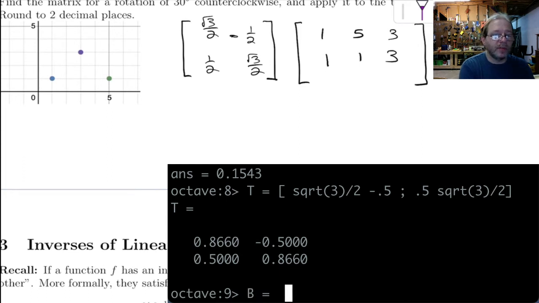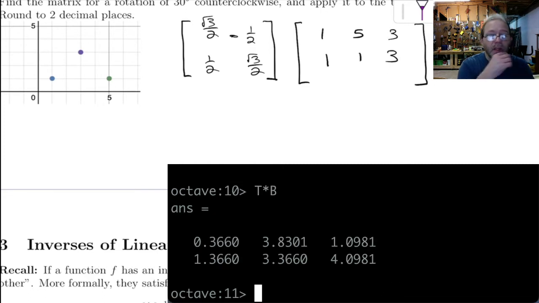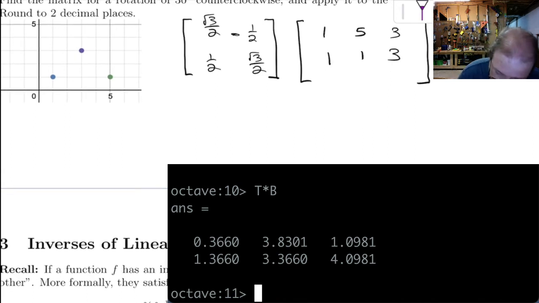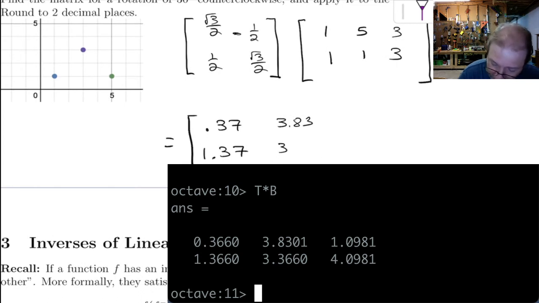Our other matrix, I'll just call it B, and I'll put those in. 1, 5, 3, 1, 1, 3. Now if I do T times B, it gives me this. So I'm going to copy that down to 2 decimal places. 0.37, 1.36, or 1.37, 3.83, 3.37, and then 1.0, well, that'll round to 1.10, and then 4.10.